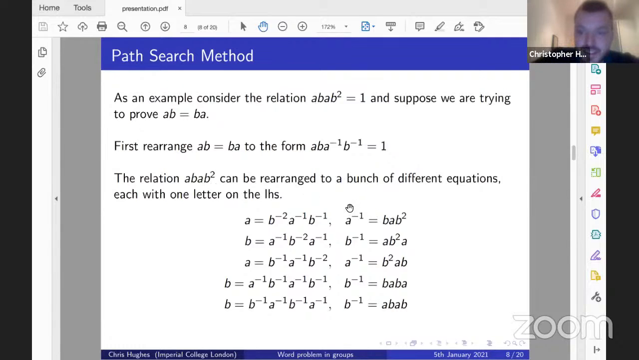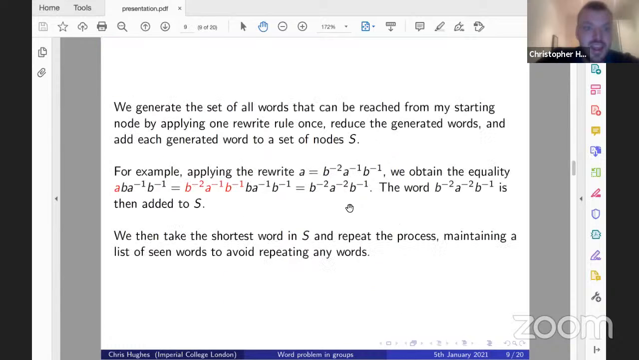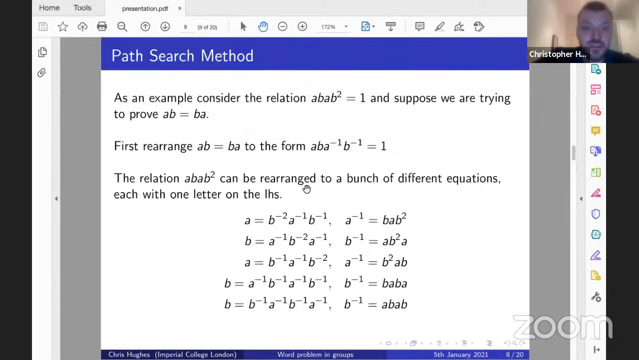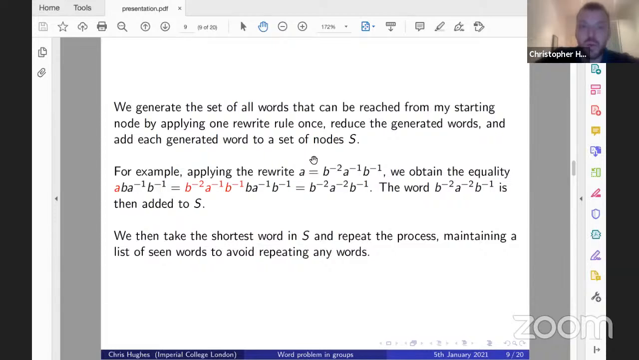So we've got this set of equations. And so we could rewrite this word using these equations, and we actually generate the set of all words that you can reach from my starting word with just one application of one of those equations. And you reduce them, so you cancel inverses, and you add each word to a set of nodes.